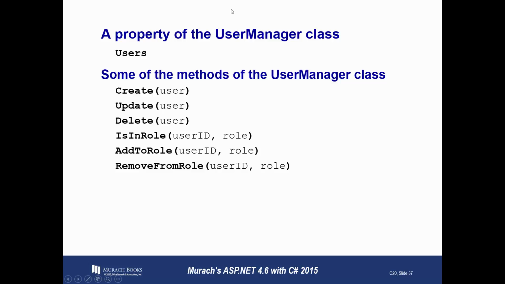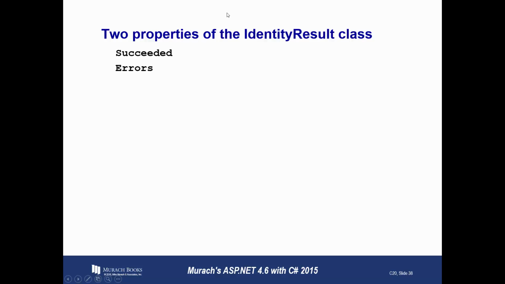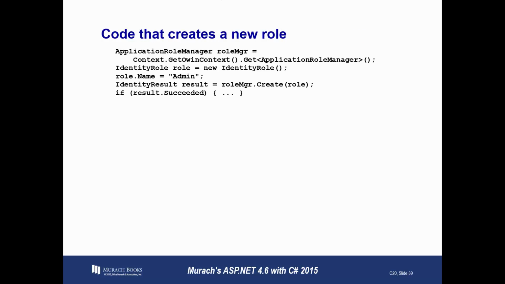So they've got a couple properties in here. Succeeded, which is a Boolean value that indicates whether the operation was successful or unsuccessful. And errors, which is one of the enumerable collections. It's a collection of strings that contain error messages. So there's a couple code examples in here.